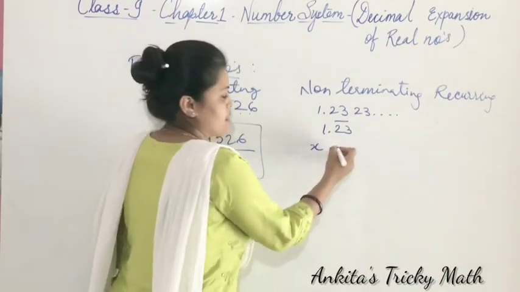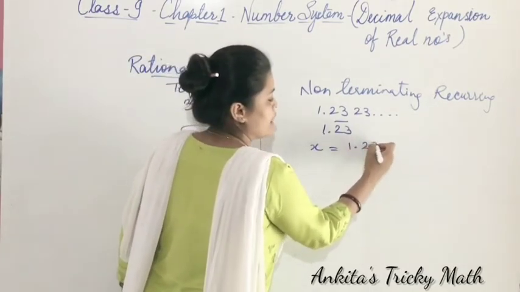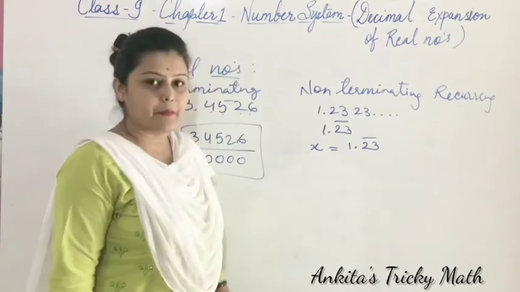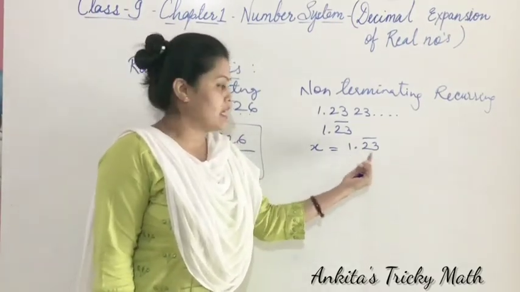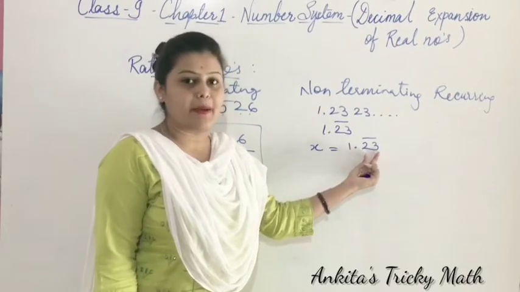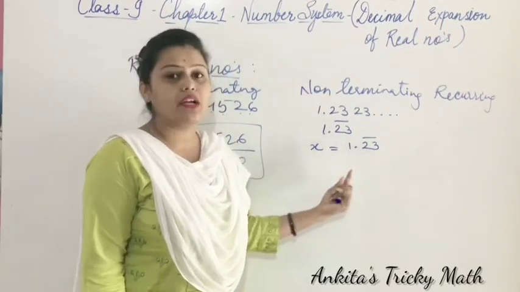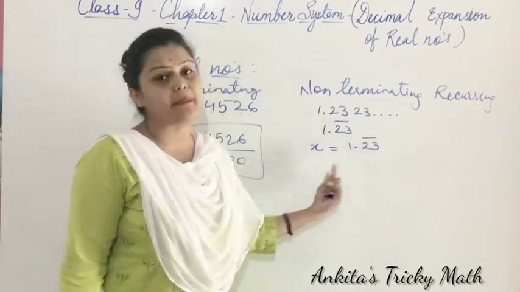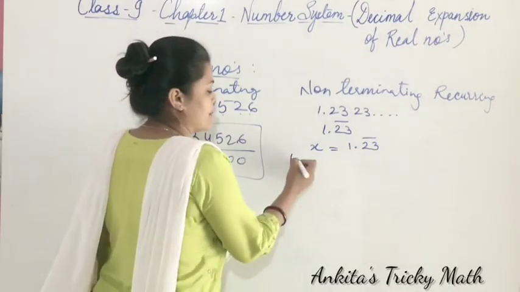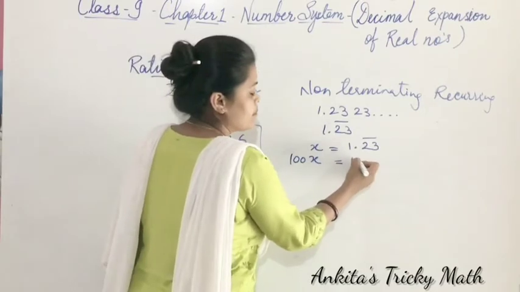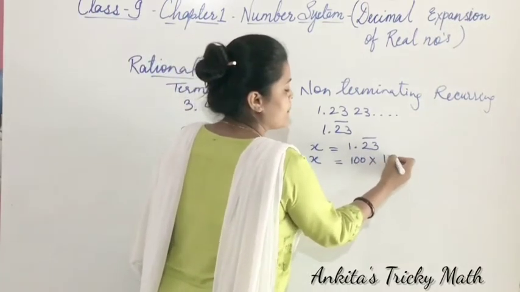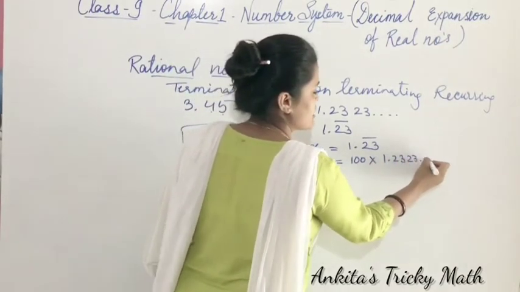Take this as x. x equals to 1.23 bar. Now multiply number of places after the decimal. कितने number of places है यहाँ पर? 2 places है. तो इसमें हम 100 का multiply करेंगे. So multiply by 100, it will become 100x. Here it will be 100 into 1.2323 dash dash dash it is.